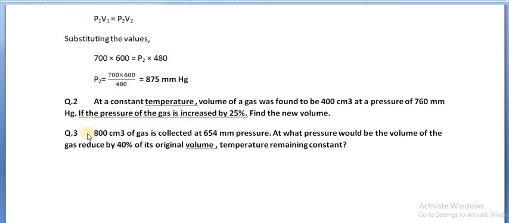Question number 3 is, 800 centimeter cube of a gas is collected at 654 millimeter pressure. At what pressure would the volume of the gas be reduced by 40% of its original volume, the temperature remaining constant? So this numerical and question number 1 are similar. So first you'll try to understand this question number 1 numerical, and you'll solve 2 and 3, and you'll send it in my mail.